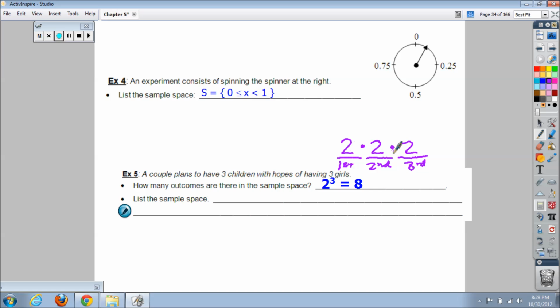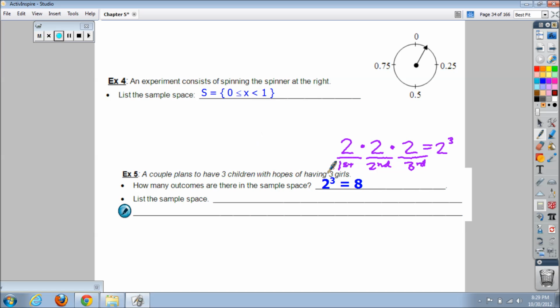Okay? Because you're going to have a grand total of 3 kids, and 2 times 2 times 2, a much simpler way of stating that is 2 to the 3rd power, which is 8. So if you're going to have 3 kids, there are 8 possible outcomes that could happen. And so down here we're going to write out what all of those different 8 outcomes are.